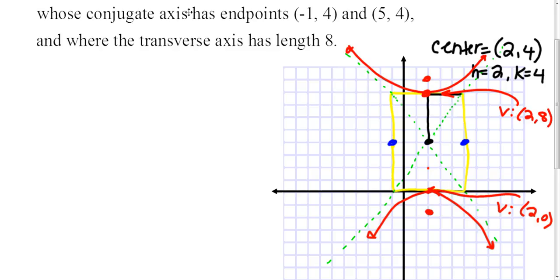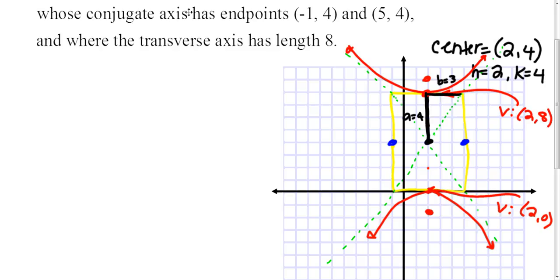We already know that A is along the axis that connects the foci. So A is along the y-axis, or parallel to the y-axis. So my A is my up-down value here. In this case, A is 4. Your B is along your conjugate axis, always. So my B is 3.